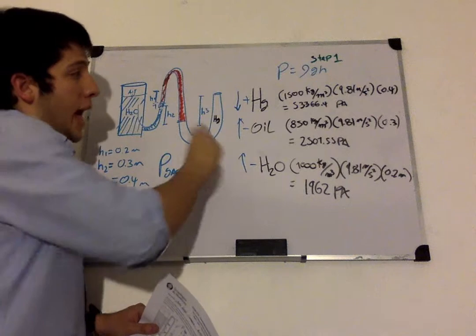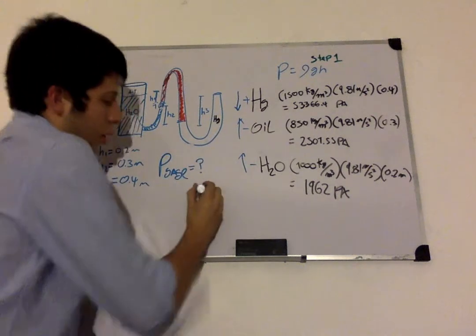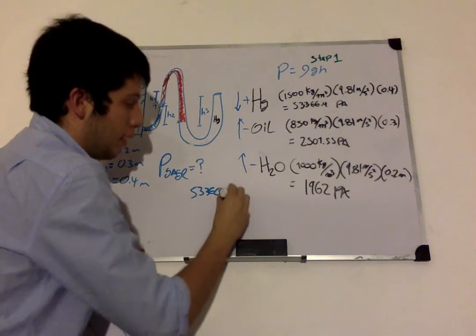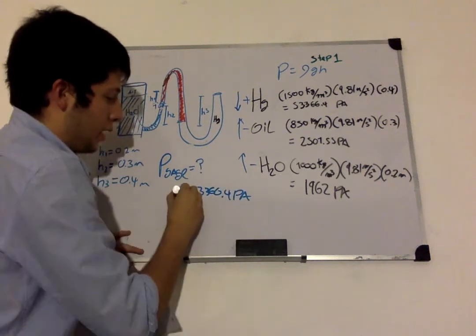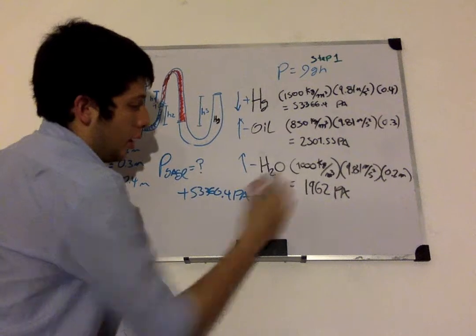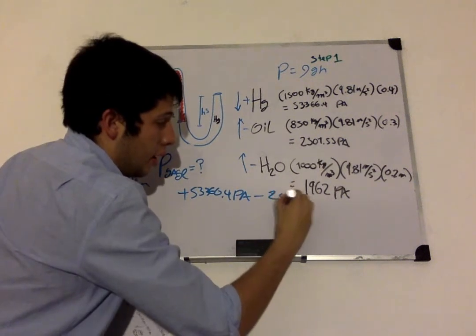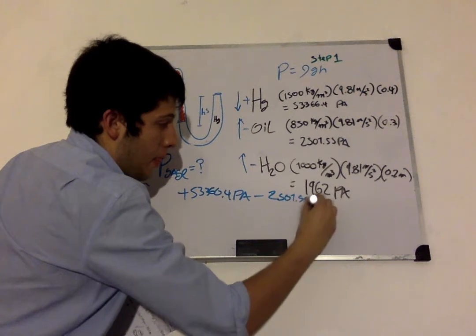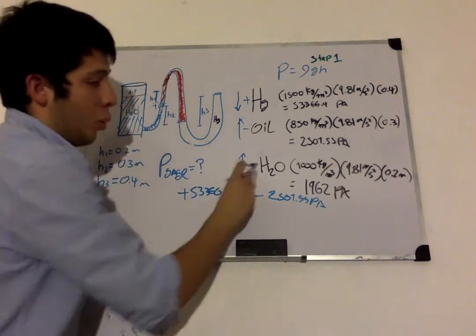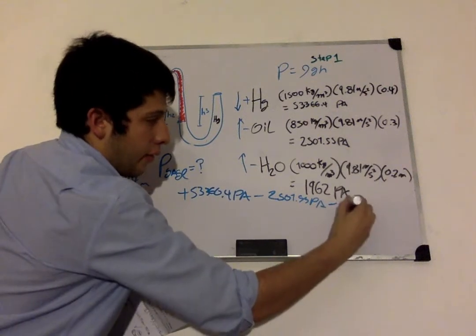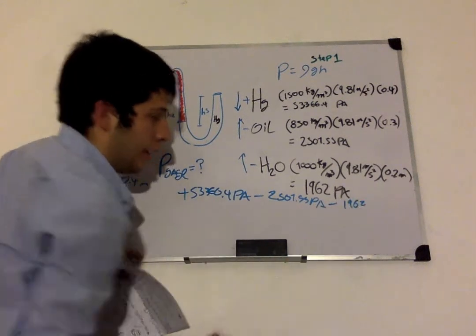So we add all up. We have 5,336 with a positive sign. Then with a negative sign, we have the oil, which is this quantity. We have the water also with a negative sign. So we have this quantity.